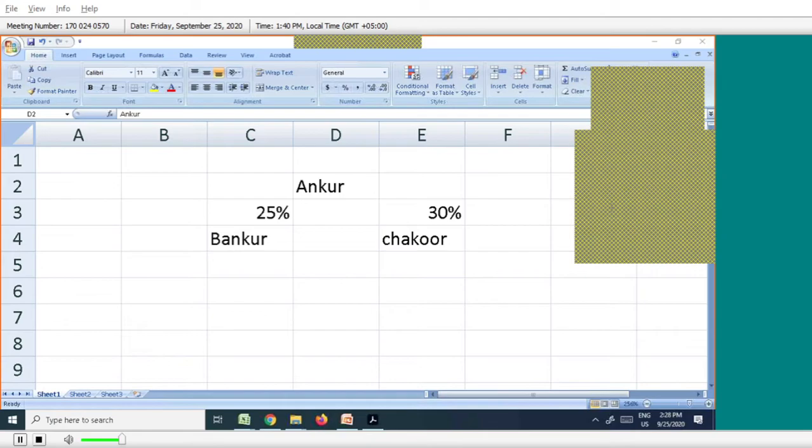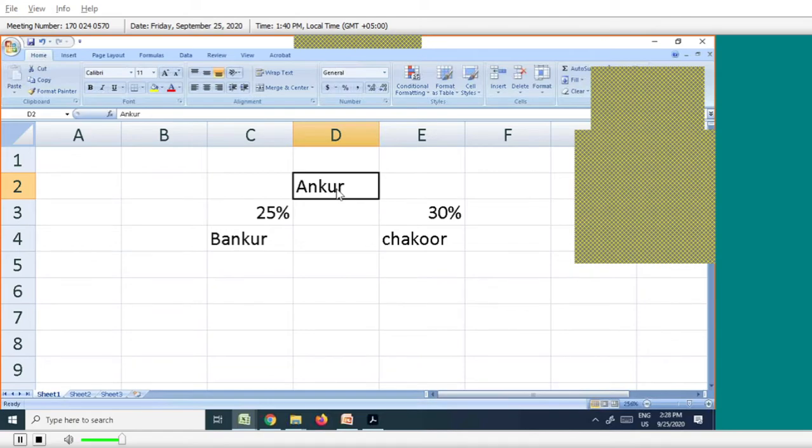Then similarly, Ankur and Chankur is 30%. Here also it is more than 20% but less than 50%, so here also significant influence. They are related party by way of significant influence, not by way of control. So Ankur and Bankur is related party, and Ankur and Chankur is related party.